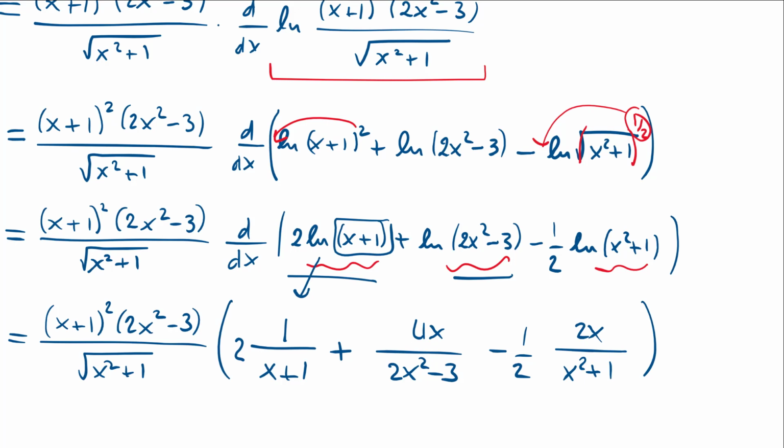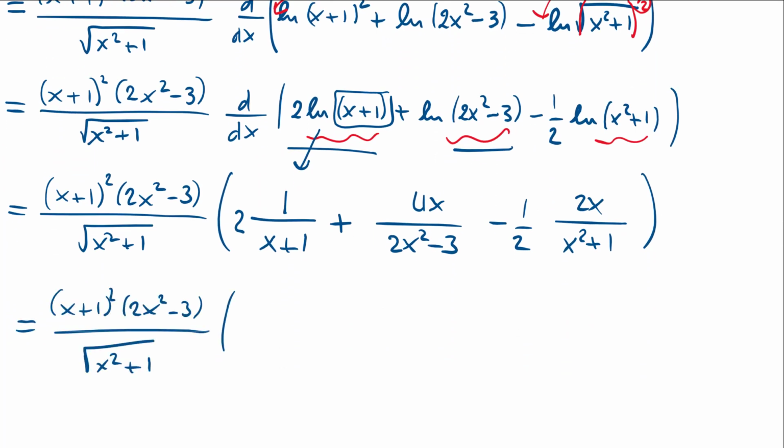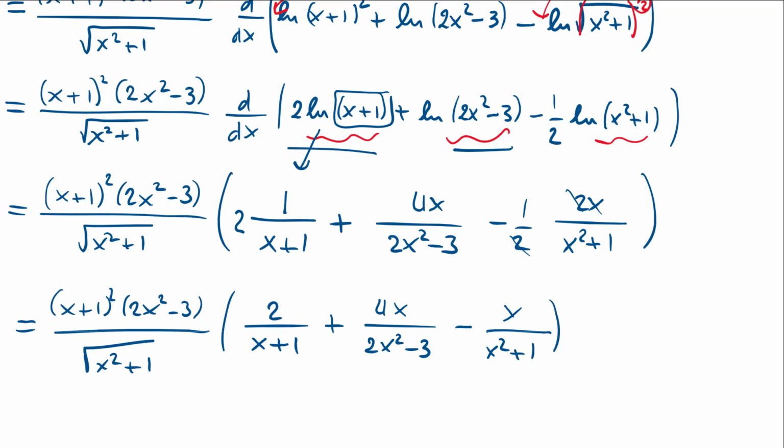We can now try to improve a little bit the form, not much. And we get 2 over x plus 1 plus 4x over 2x squared minus 3, can cancel 2 and 2, so minus x over x squared plus 1.